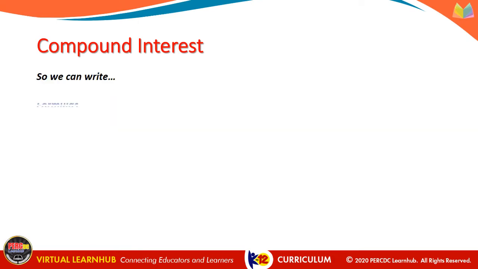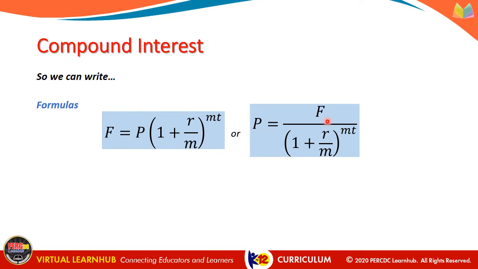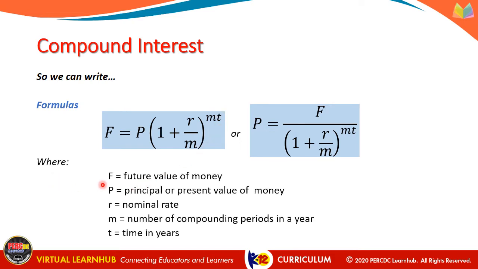So, we can write the formulas as F is equal to P times quantity (1 plus r over m) raised to mt, or P is equal to F over (1 plus r over m) raised to mt. We just replace i with r over m and n with mt. Where F is the future value of money or the maturity value, P is the principal or present value of money, r is the nominal rate, m is the number of compounding periods in a year, and t is time in years.